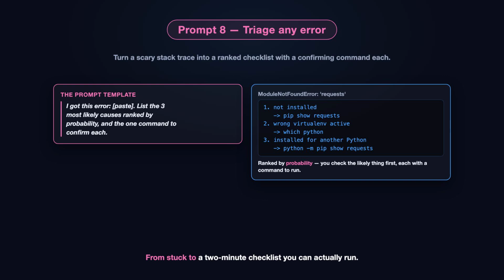Paste a module not found error for requests, and the model comes back, most likely, it's just not installed, confirm with pip show requests. Second, you're in the wrong virtual environment, confirm with which python. Third, it's installed for a different Python version, confirm with python -m pip show requests. 3 theories, ranked, each with a command. You've gone from stuck to a 2-minute checklist.